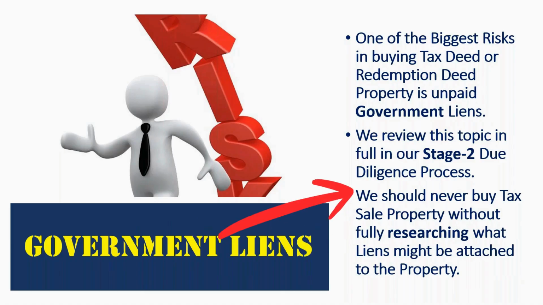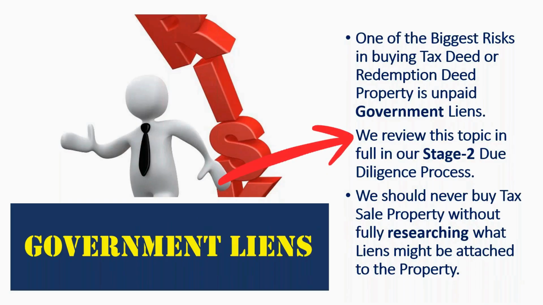We can figure out what kind of lien they are and how much they are for, so we can see if it's going to change the numbers on the deal enough that we need to move on to another property. So you never want to buy tax sale property without fully researching what liens might be attached. Some liens are small and don't affect the deal much, but we've seen liens over $100,000, and it can be anywhere in between. That's why you always want to know exactly what the liens are and how much they're for.